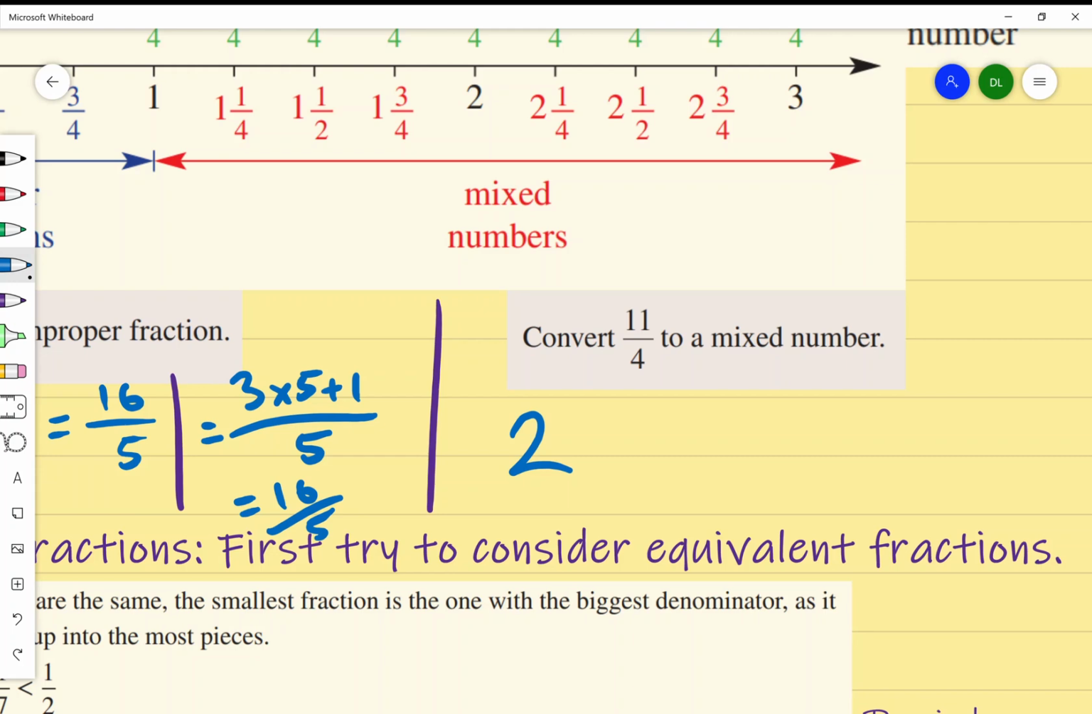So we've got 2. What is 4 times 2? 8. How much do I have left over, Nabel? 3. So I write 3 over 4. That's it. So I think to myself, how many times does that denominator go into the numerator? In this case, it's 2. And I had 3 left over. So it's 3 over 4. Any questions about that? Well, that's the entirety of exercise 4C.